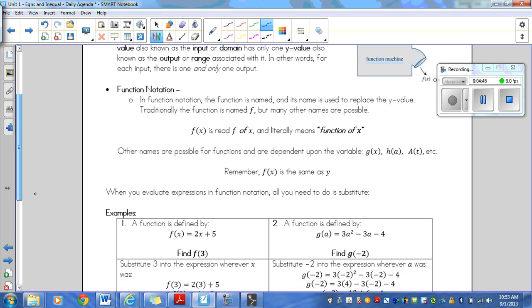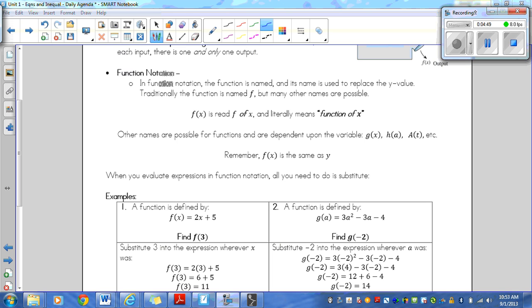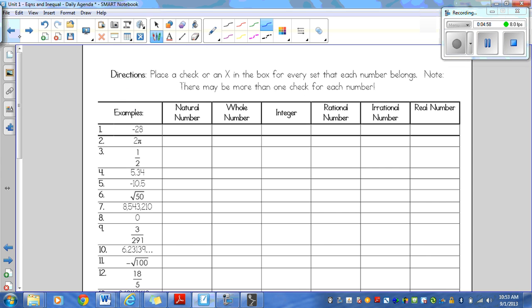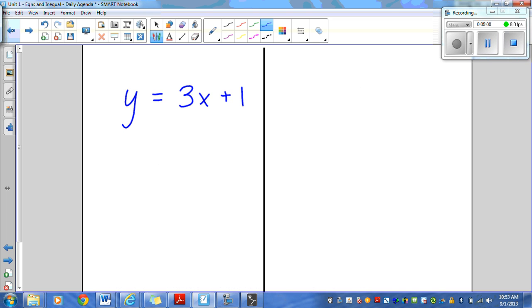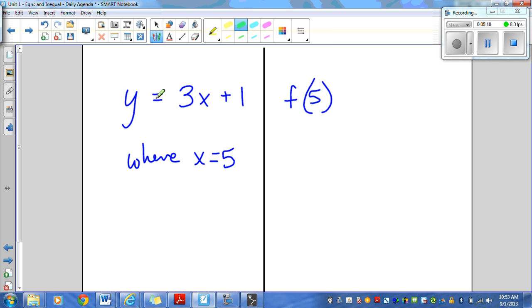What we're doing today is evaluating functions in function notation. The basic gist of this is that instead of using y equals 3x plus 1, and then I would tell you where x equals 5, instead of doing that, I'm going to tell you in the equation what x equals. Instead of a y, I'm going to say f of 5.